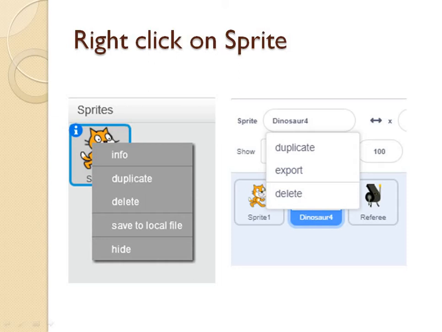Let's discuss the options of Scratch 3.0. Here we have three options. Duplicate means obviously to make a copy of this. Export means save this sprite as a file on the computer so that we can use it if we wish. And the delete option is there, so we can delete the sprite. So we will see the examples also.